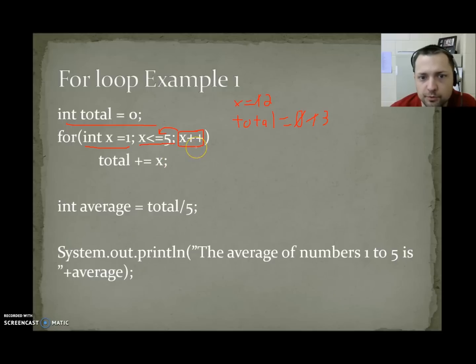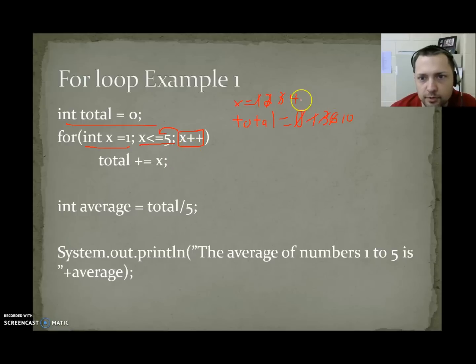Then we go up to the variable change, making x a 3. Is 3 less than or equal to 5? Yes, we add it to total, giving us 6. Then we do our variable change, making it a 4. Is 4 less than or equal to 5? Yes, so we add it. We get 10.